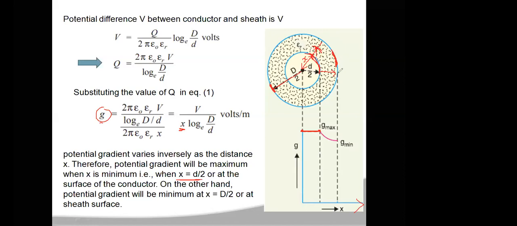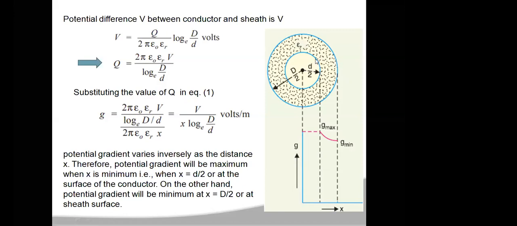So this surface of the sheet will be at a distance of D by 2 from the center of the conductor or core. Okay, you got the point. So this potential gradient, you can also say dielectric stress, will be maximum at the surface of the conductor, and minimum at the surface of the sheet.